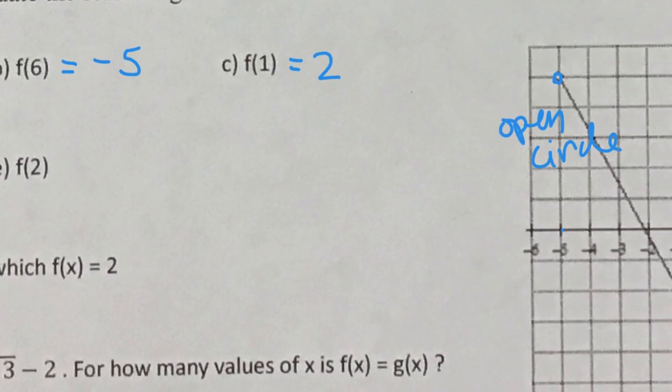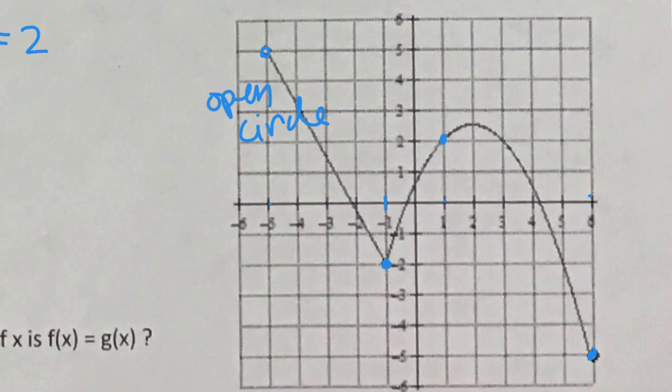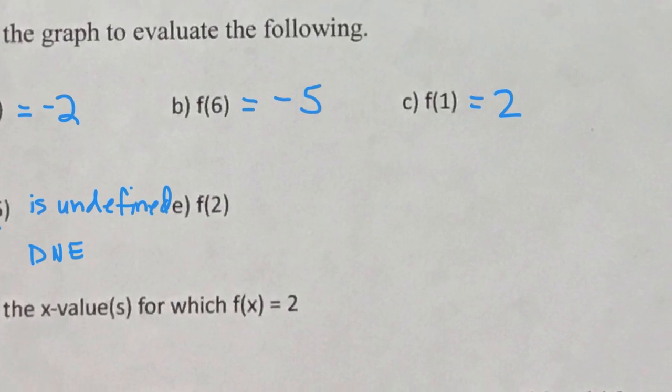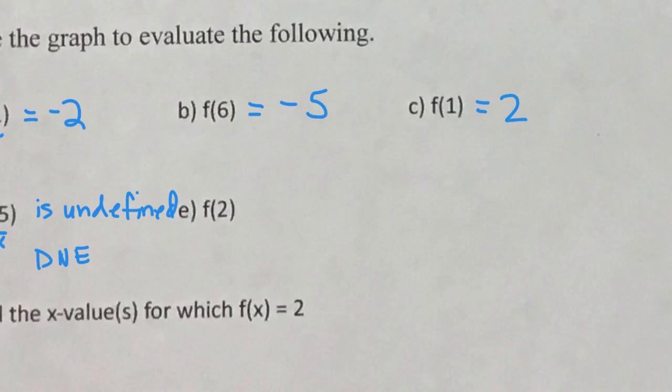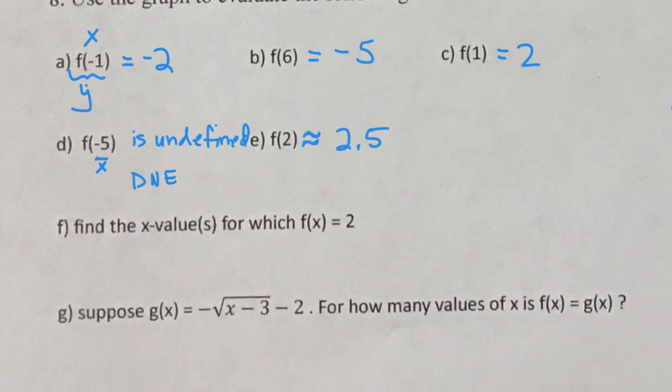And then f of 2, when x is 2, y is up here. So maybe 2.5 might be a good estimation. So if we're going to estimate, we should, of course, use the squiggly lines rather than an equal sign. Right? Approximately 2.5, because I don't know for sure.